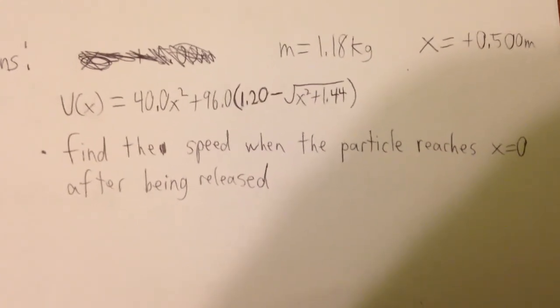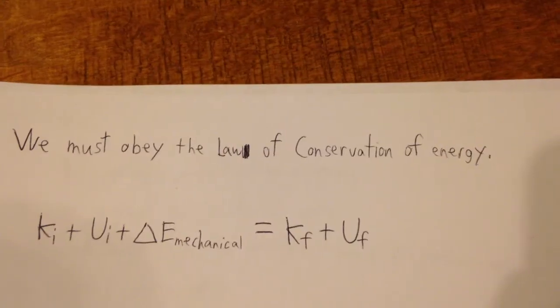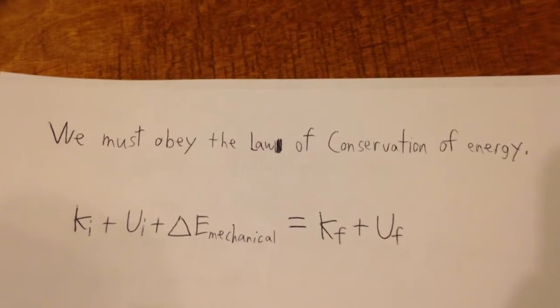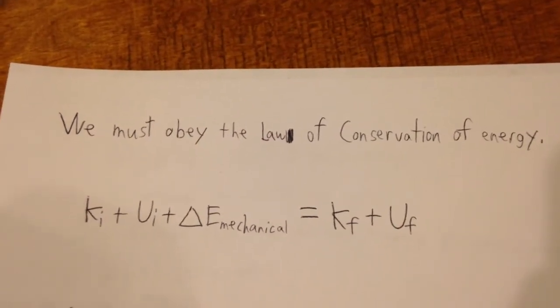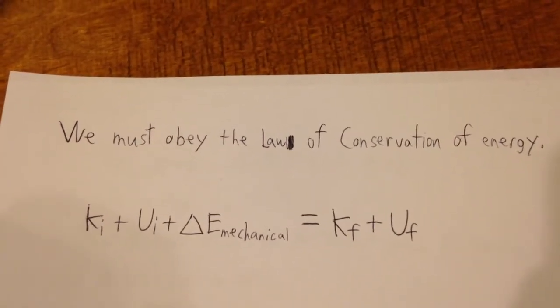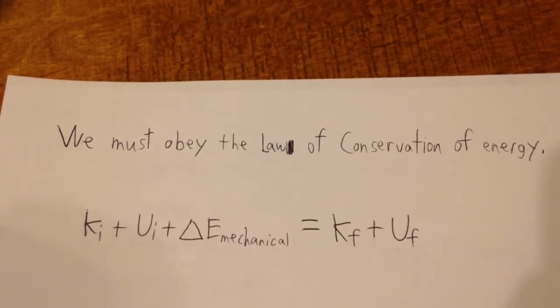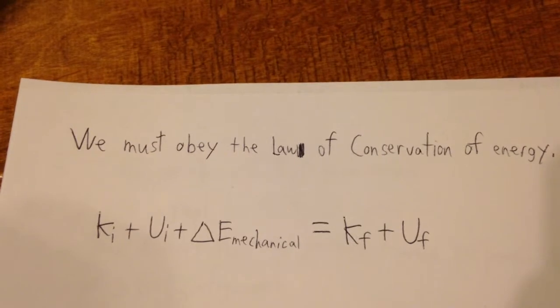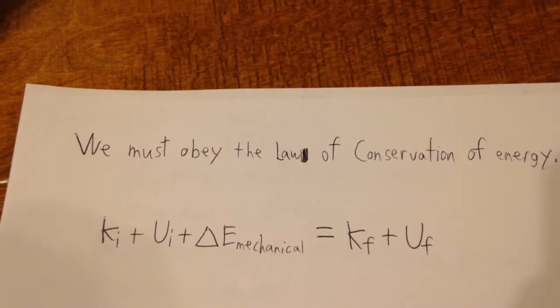We also know that the tabletop is frictionless. We must obey the law of conservation of energy. So we know that the initial kinetic energy plus the initial potential energy plus any change in mechanical energy is equal to the final kinetic energy plus the final potential energy.